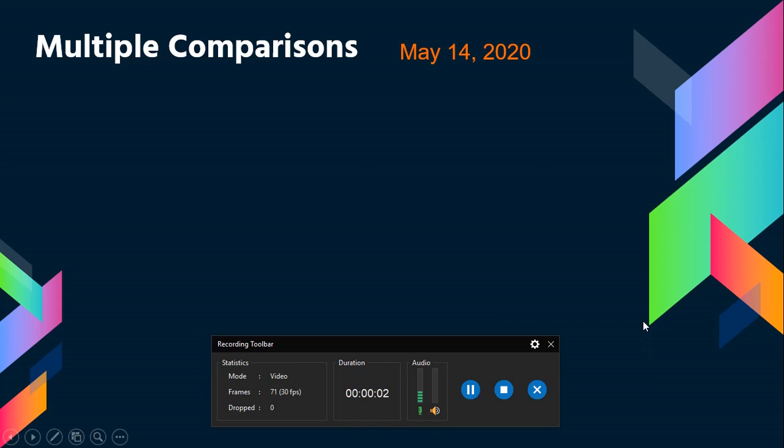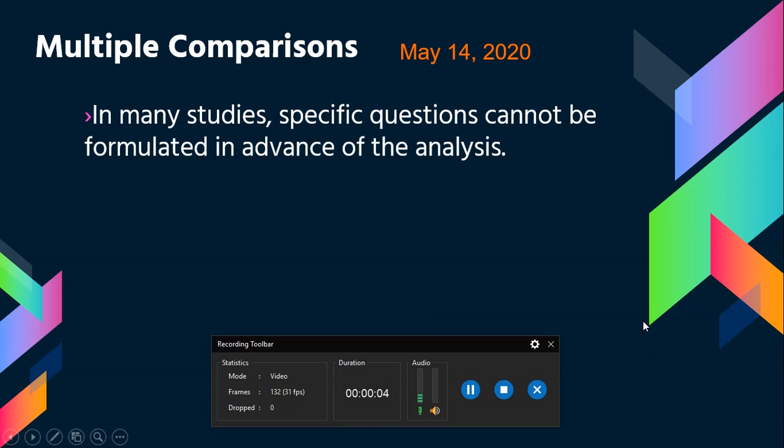Today we're going to continue with section 12.2. Today we're going to look at multiple comparisons, and you can use a date of May 14th.